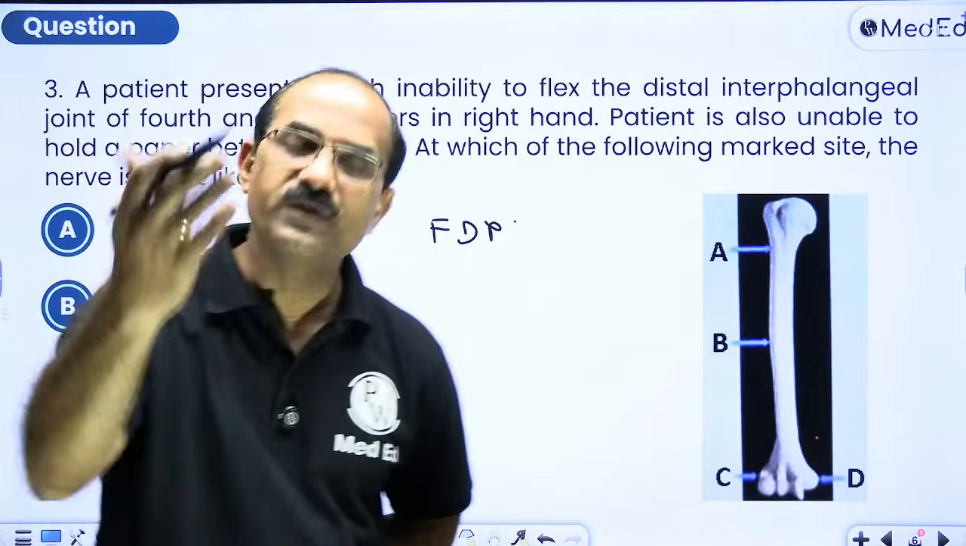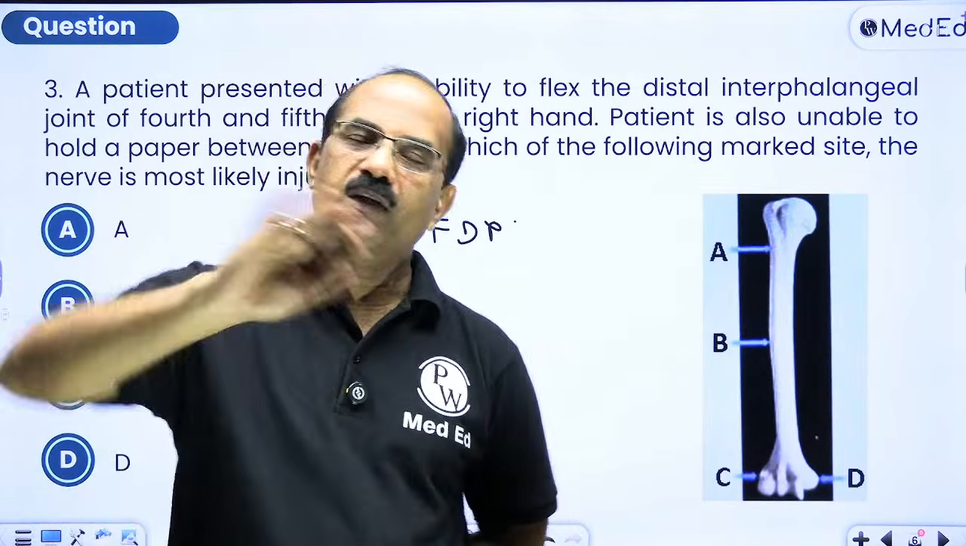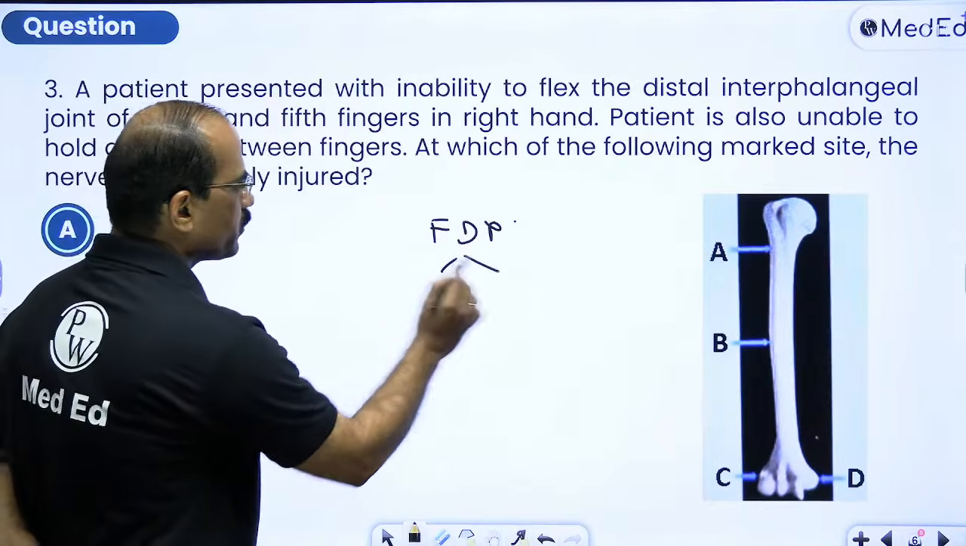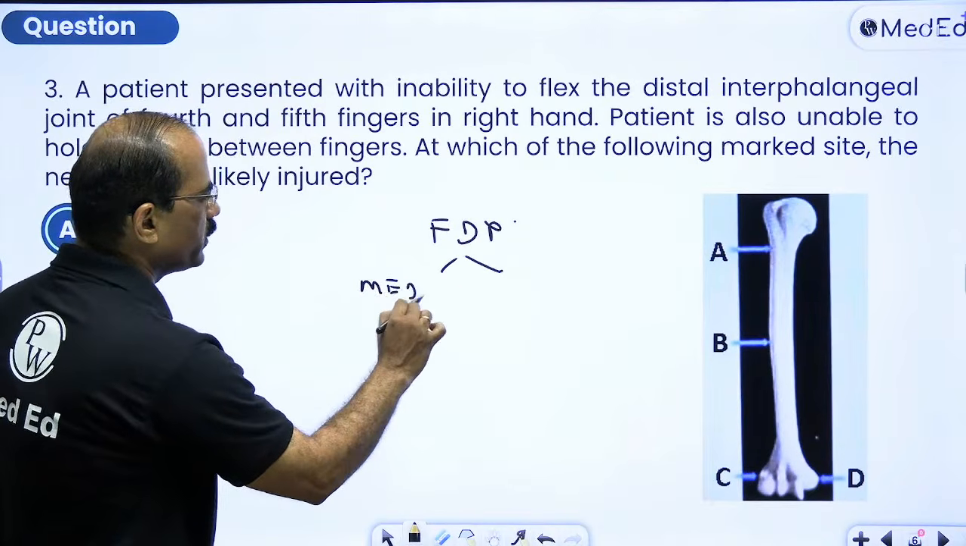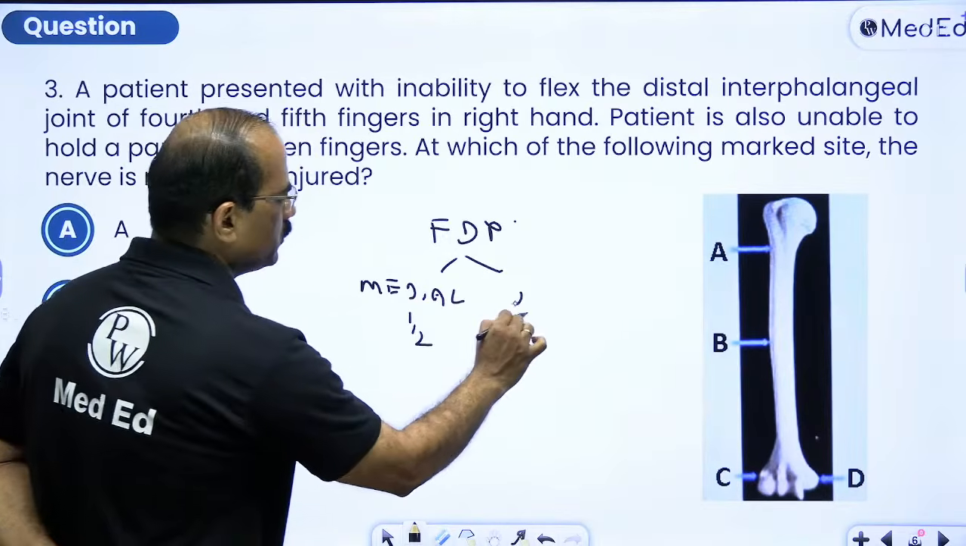Now what is the nerve supply of flexor digitorum profundus? Flexor digitorum profundus is medial half, medial half, lateral half.